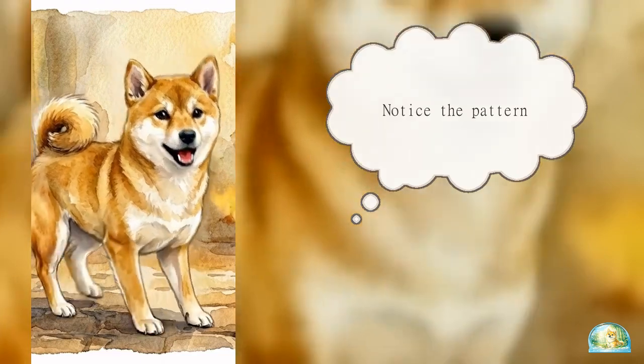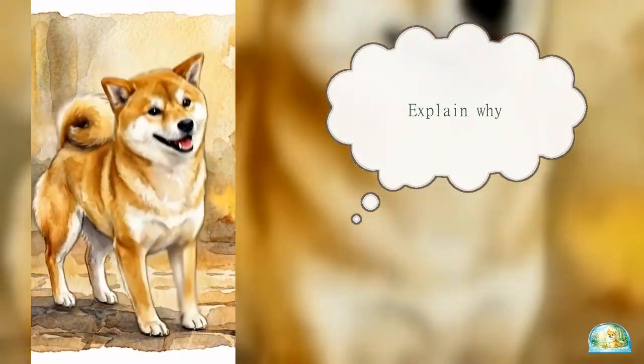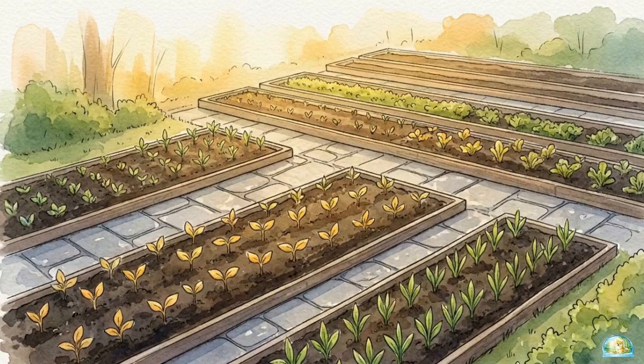Notice the pattern. Name the rule. Explain why. Welcome to the quail garden. In the morning light, you can see how everything here grows in neat, perfectly parallel rows of soil.